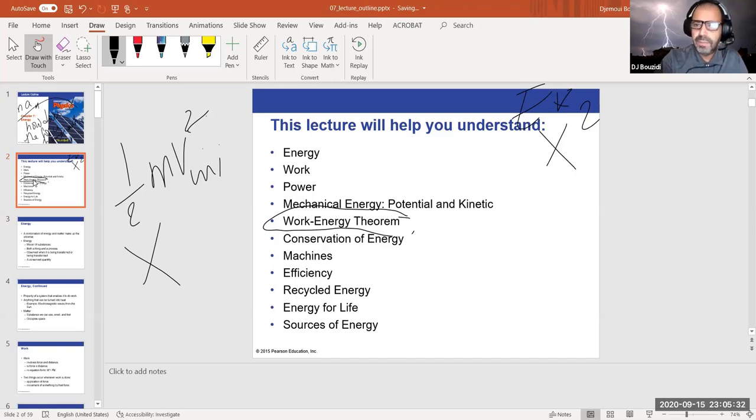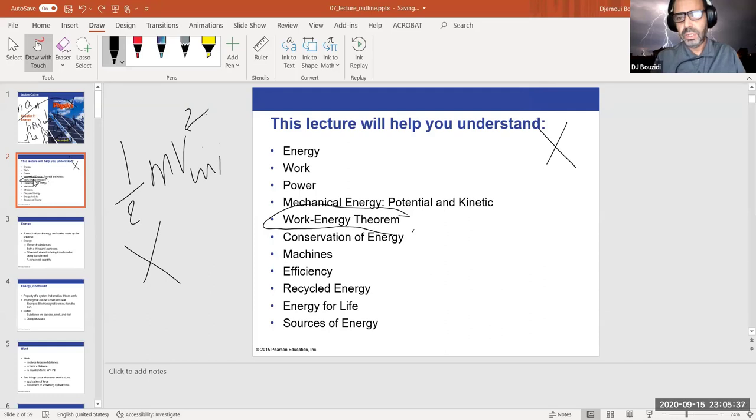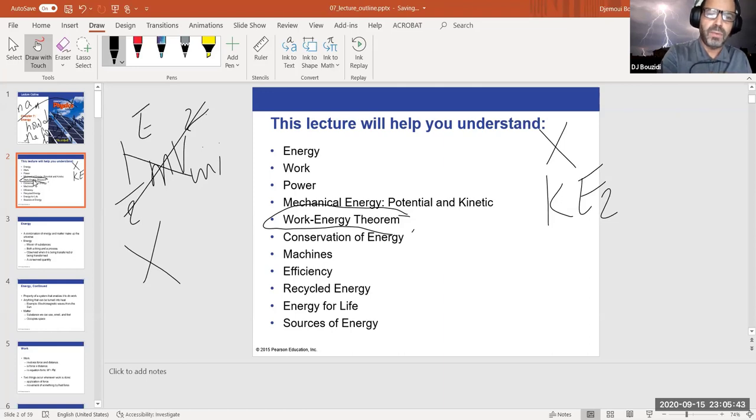We call that, I'm sorry, KE2, not what did I write in there? So I'm going to call it kinetic energy 2. This is kinetic energy 1, okay? That's the symbol for it, kinetic energy 1, when it started from.